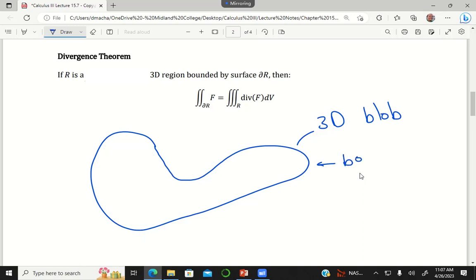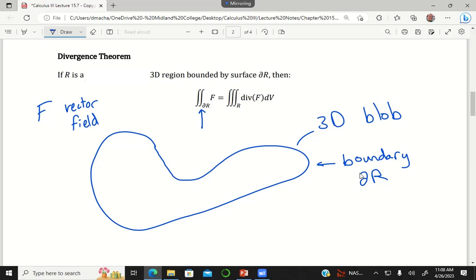If we call the boundary the surface boundary of R, then this is true. By the way, F is a vector field. If you take the surface integral over the vector field, where the surface is the boundary of your blob, that's equal to the triple integral over the whole blob of the divergence of the vector field.